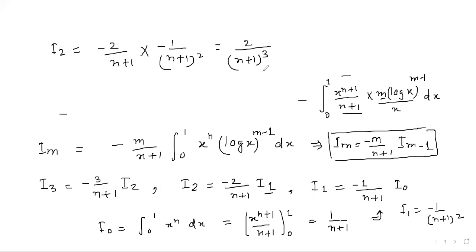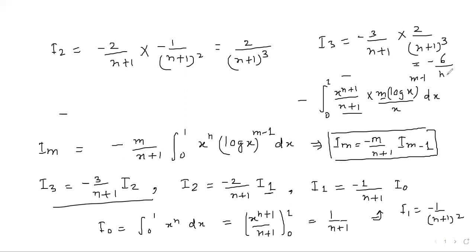Now we need I_3 and I_3 is this much. So we can say I_3 will be equal to minus 3 upon n plus 1 times 2 upon n plus 1 whole cube. So this becomes minus 6 upon n plus 1 whole power 4. So that is our answer.